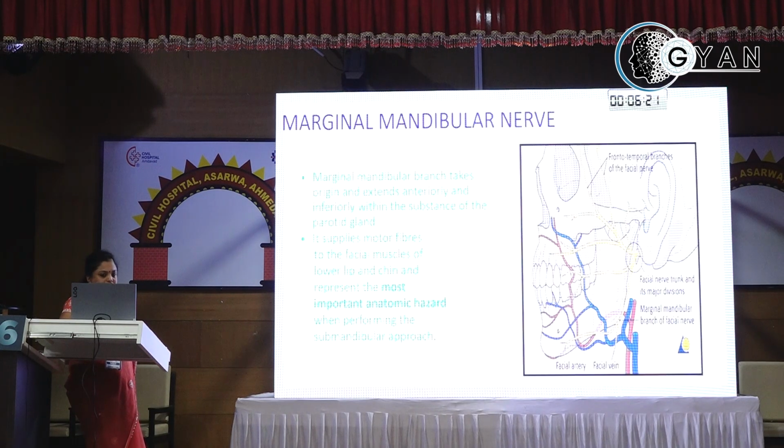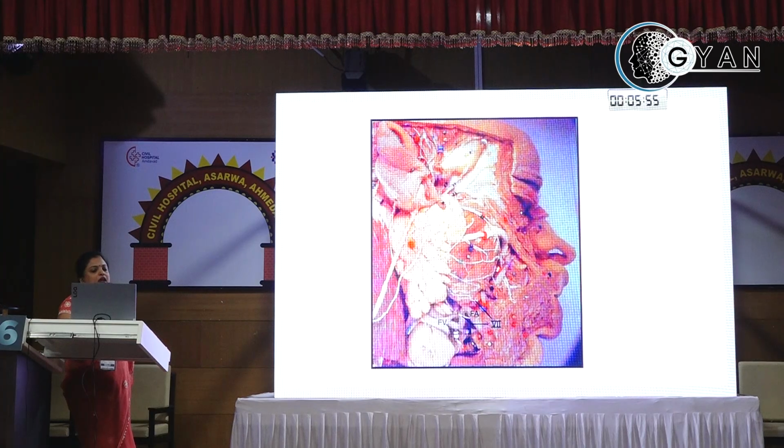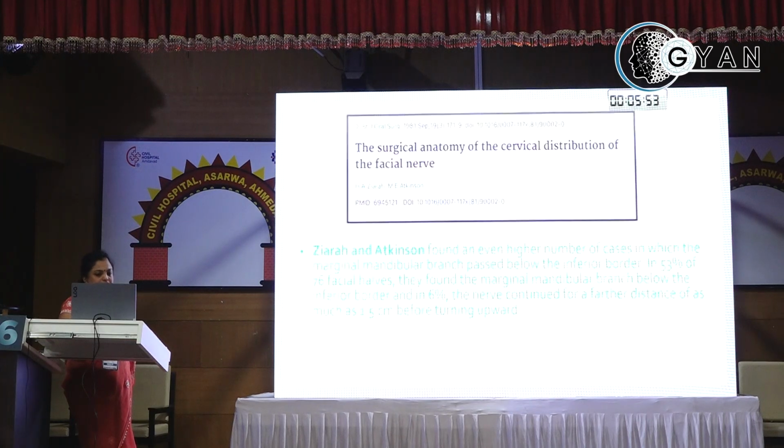We've been speaking about this since yesterday. I would just touch upon it, and the relevance comes in this article of Dingman and Grant, which describes the surgical anatomy, where he found the branch to be about 1 centimeter below the inferior border in 19% of cases. But the important finding is that 20% of the cases had a single marginal mandibular branch, 67% had 2 branches, and 9% had 3 branches. Again, when we approach for TMJ prosthesis surgery, we need to keep all of this in consideration.